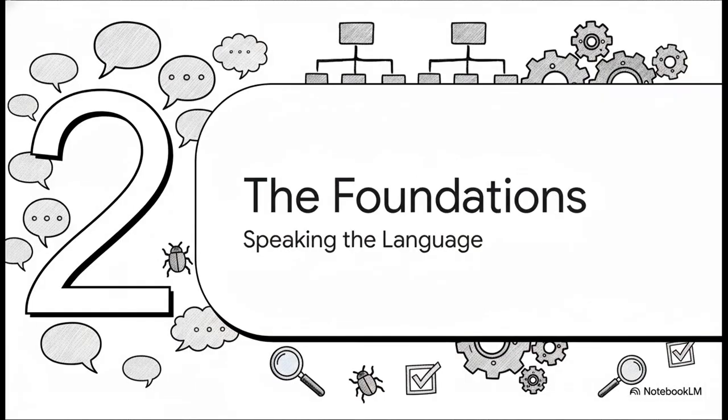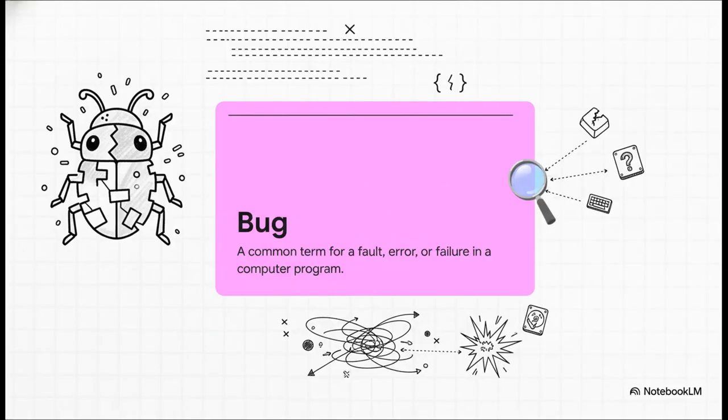All right, so now we get why testing is so important. Let's learn to speak the language. Every field has its own vocabulary, and testing is no different. We've got to start with the most famous term of all, the bug. And it's not just some cute name. Get this, the very first computer bug was a literal moth stuck in a machine. Today, it means anytime a program doesn't do what it's supposed to, whether that's a tiny typo or a full-on system-crashing catastrophe.